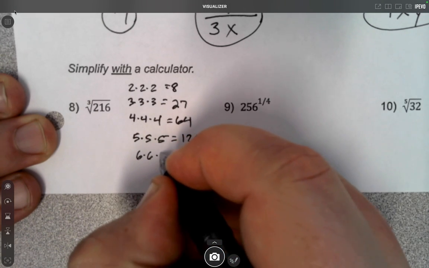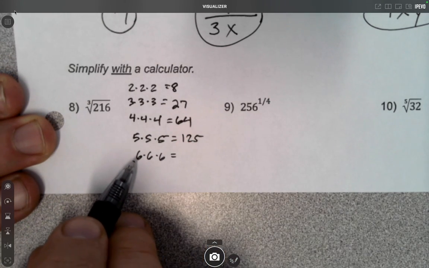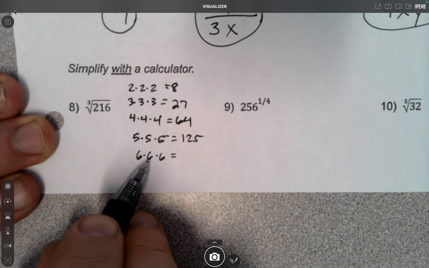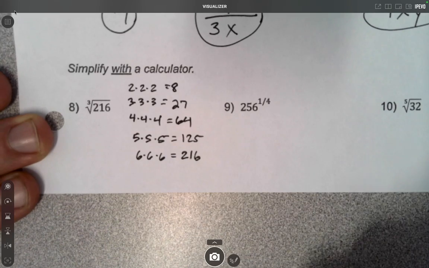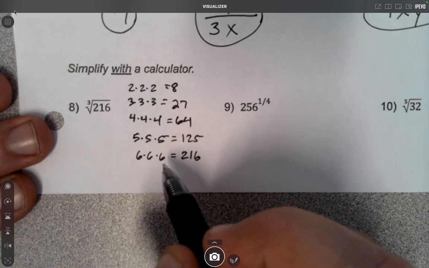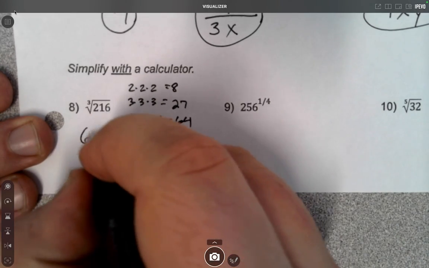Whew, getting big here. 6 times 6 times 6. 6 times 6 is 36. 36 times 6 is 216. So it turns out that the number that multiplies by itself 3 times to equal 216 is 6.